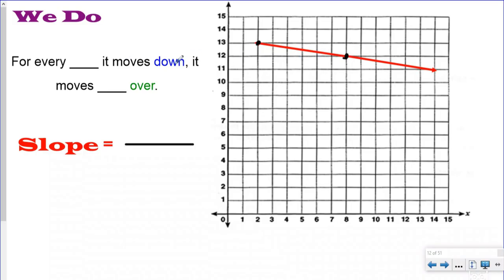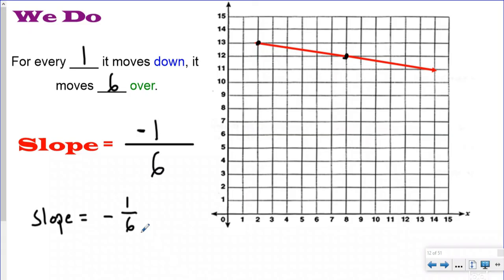And so now we're not going up, we're going down. So for every 1 that it goes down, it went over 1, 2, 3, 4, 5, 6. So for every 1 it went down, it moved over 6 to the right. So for this one, we're going to go down, which means we're going to be -1, and our ratio is -1 for every 6 over, or positive over, right? And so our slope for this line is going to stay a fraction, but it's going to be -1/6.